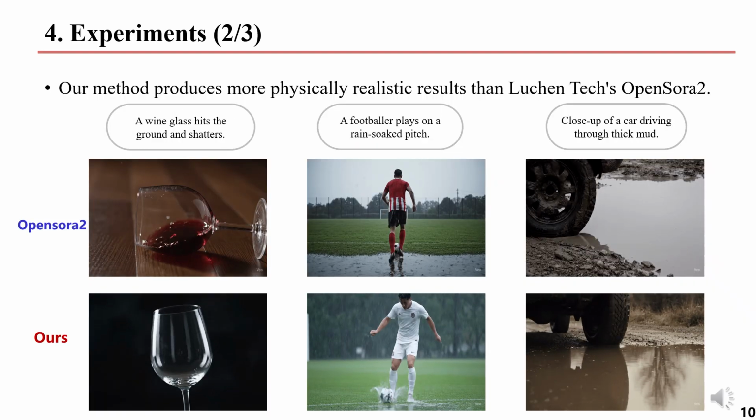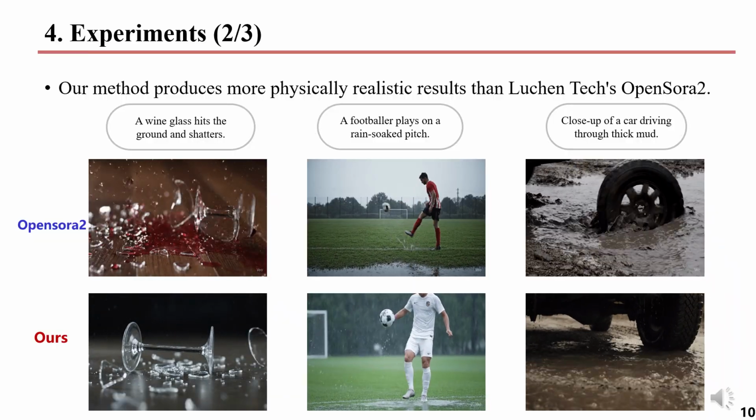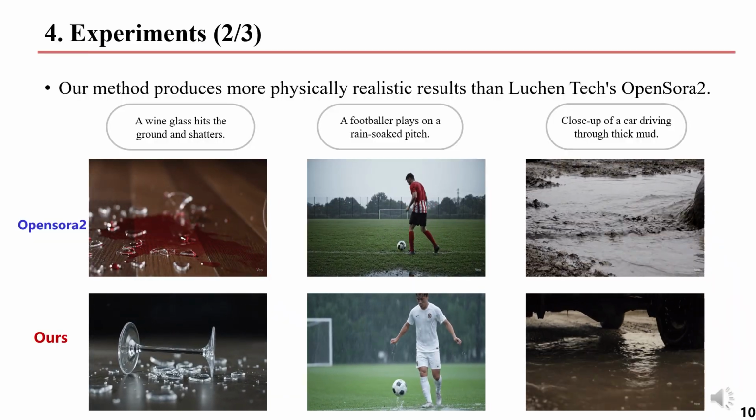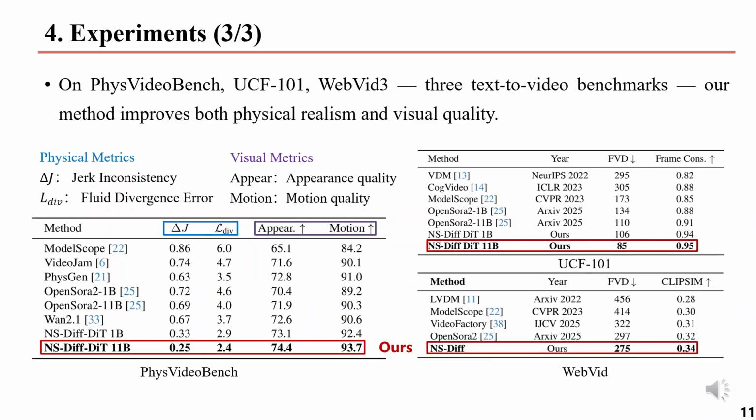Compared with OpenSora 2, the gap is even larger on collision-rich scenes. The wine glass shattering, the footballer on a rain-soaked pitch, and the car driving through thick mud all look more physically plausible with NS-Diff. Quantitatively, we evaluate on three text-to-video benchmarks: PhysVideoBench, UCF101, and WebVid.